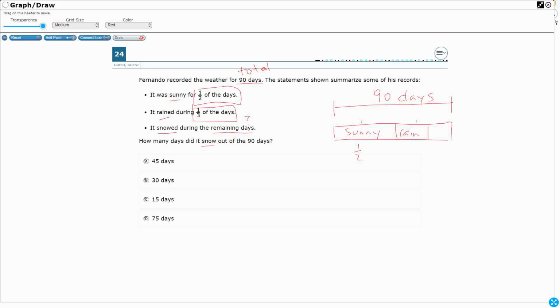All right, so sunny. Rainy is 1/3. Then I'm going to say my snowy is this last amount, and I'm just going to represent that with X. So I think I can represent it like this: 1/2 plus 1/3 plus X equals, and I'm not worried about the 90 quite yet. I'm worried about this whole thing. So I can say 1, because that's the whole chunk of weather recording I'm looking at. We'll deal with the 90 in the next step of the problem.